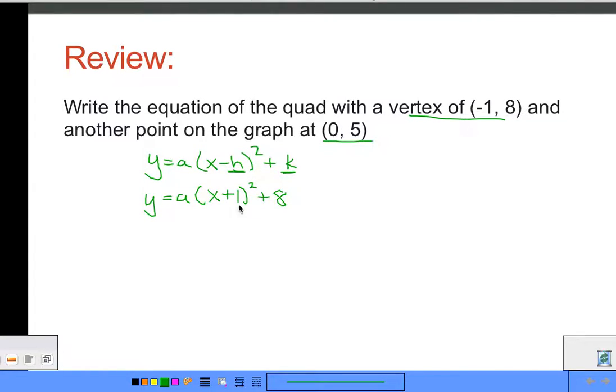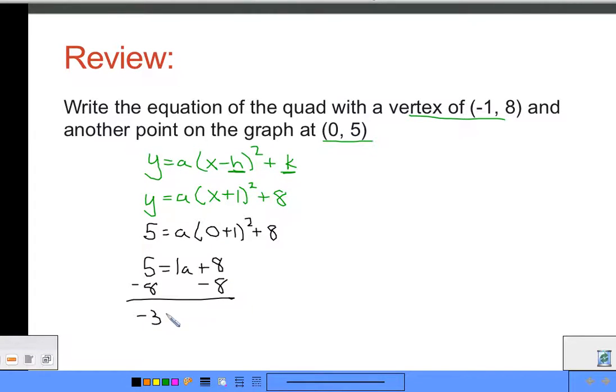Well, now we have this other coordinate to plug in, our x and y. So our y value is 5 because we need to solve for a. 0 plus 1 squared plus 8. So we have 5 equals 1a plus 8, subtract 8. So we have negative 3 equals 1a. So there's our a value. So our final equation is y equals negative 3(x plus 1) squared plus 8. So this is our vertex form.